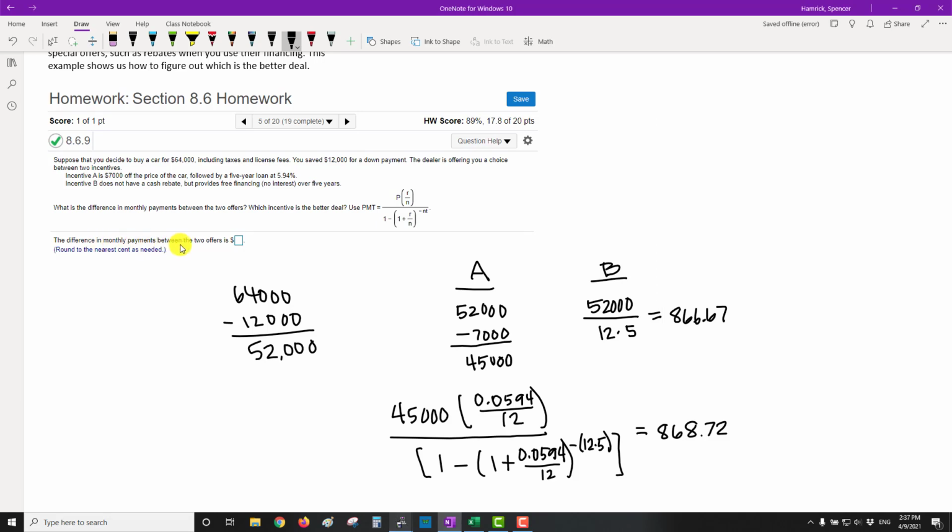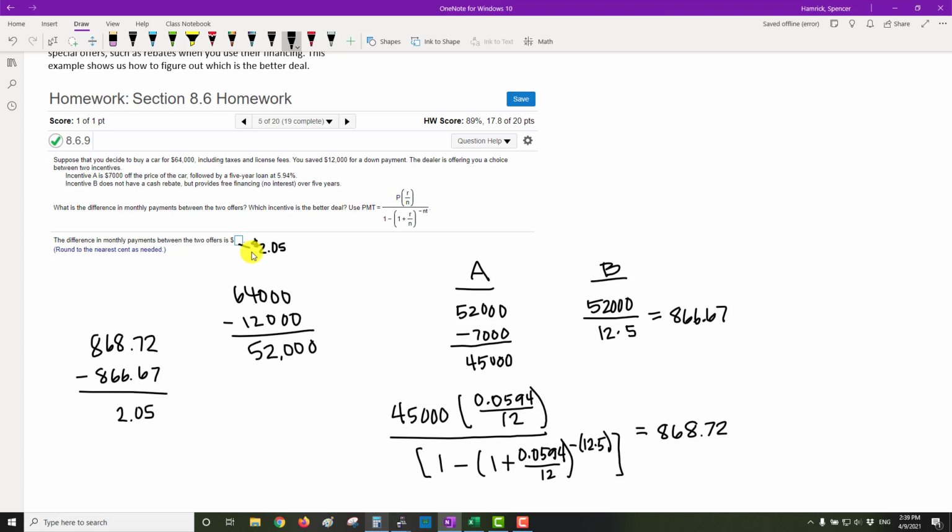We want to find the difference in monthly payments between these two offers to find out which one's the better deal, and you can see they're very close to being the same. The difference is $868.72 minus $866.67, so the difference in payments between the two offers, rounded to the nearest cent, is just $2.05. In this case, these two incentives are pretty similar, but you should always check, because you may get various iterations of this question where the difference is much greater, and in some cases incentive A is going to be better, and in some cases incentive B is going to be better. So just look at your particular example and work it this way.